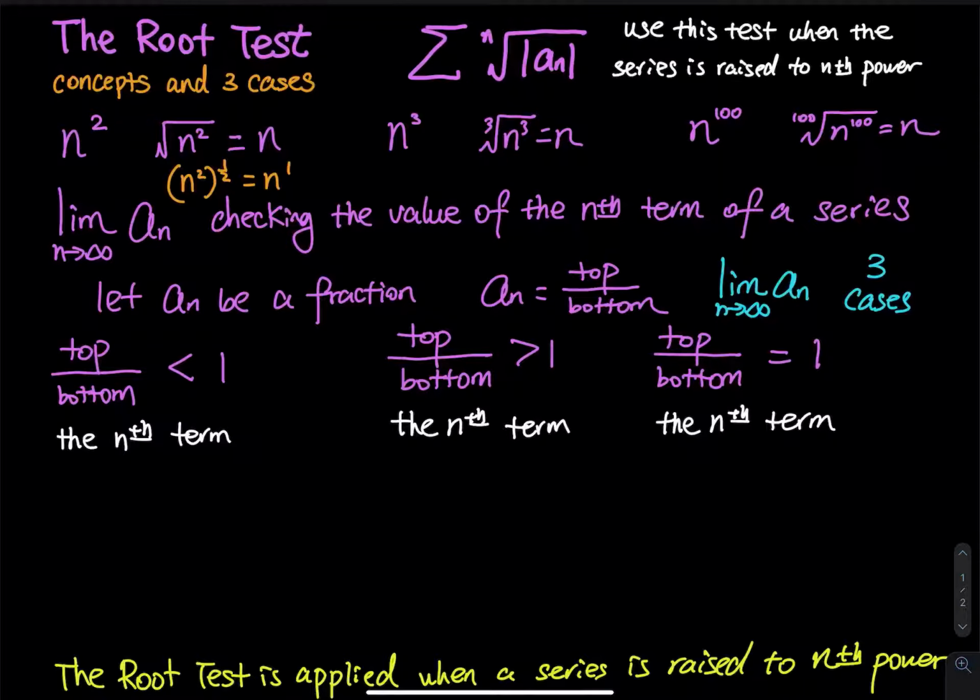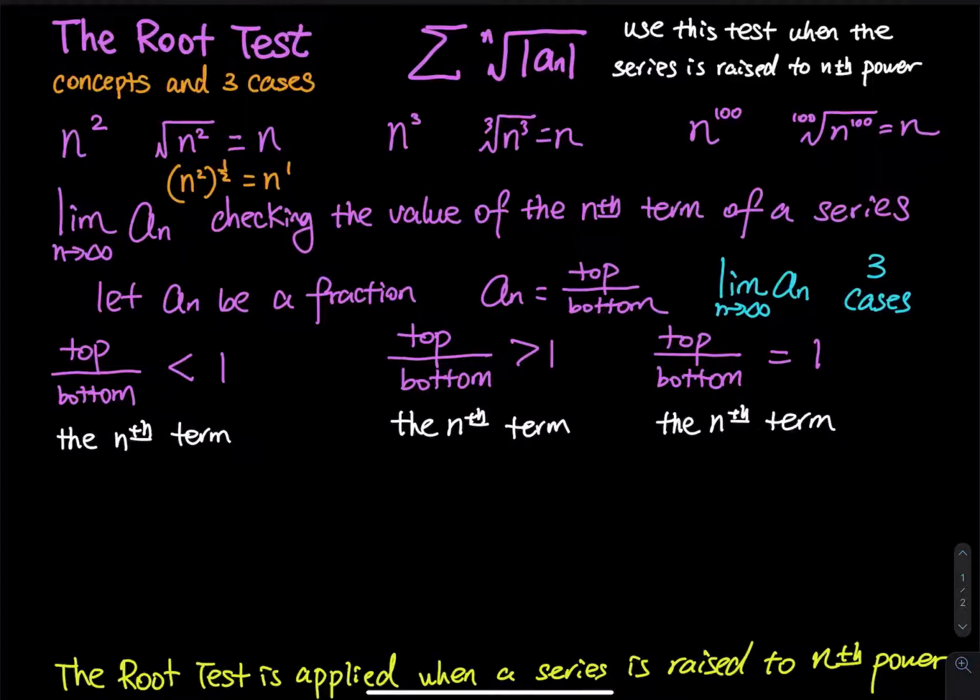So there are three cases. I want to let the series itself, the body of the series, be a fraction. A fraction means we have a top divided by a bottom. Think about a rational function: you have a function on top and a function on the bottom. So there are three cases. The first case is when you check the limit of the top divided by the bottom as n approaches infinity, and the result of the limit is less than 1.